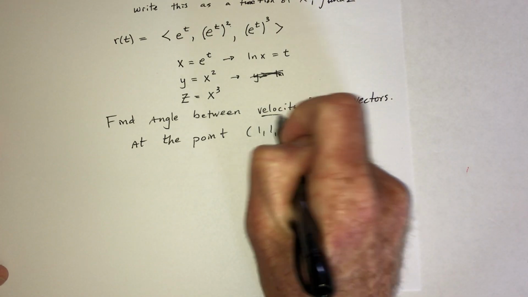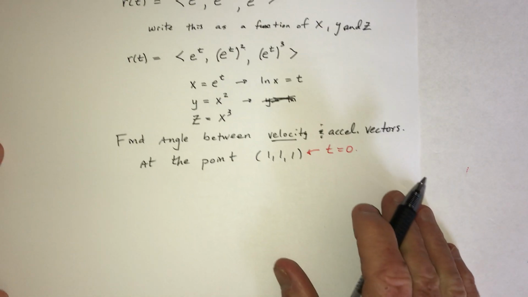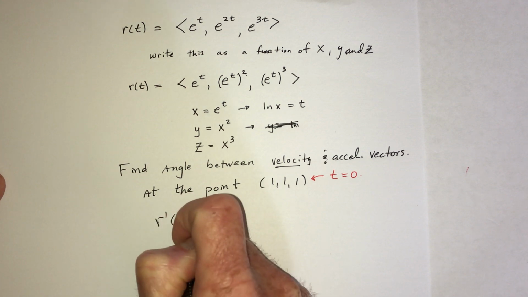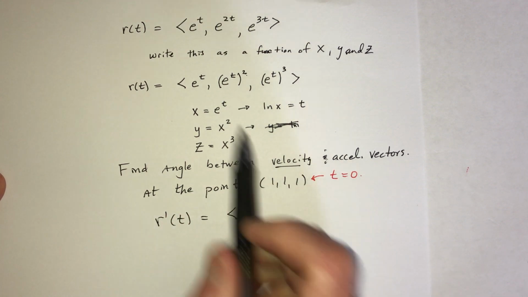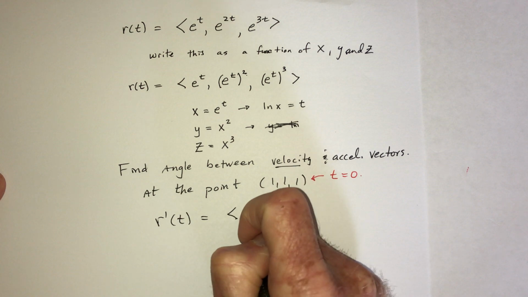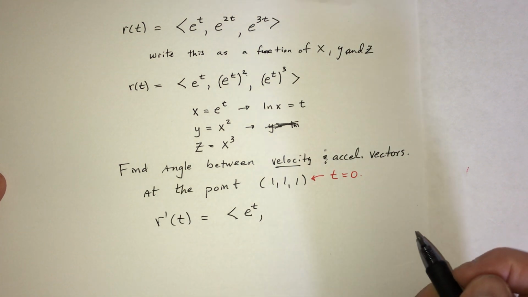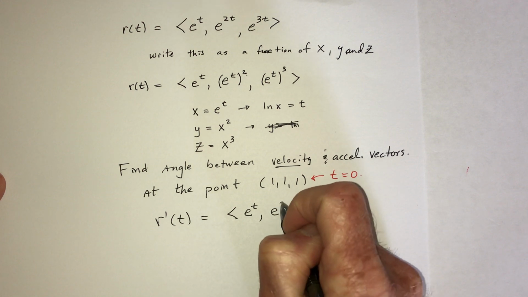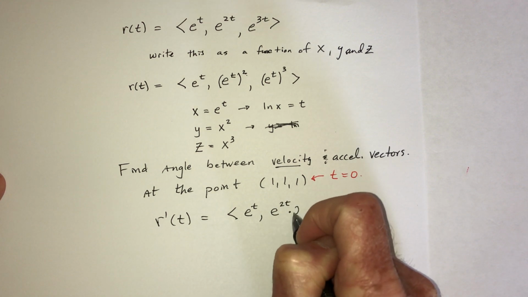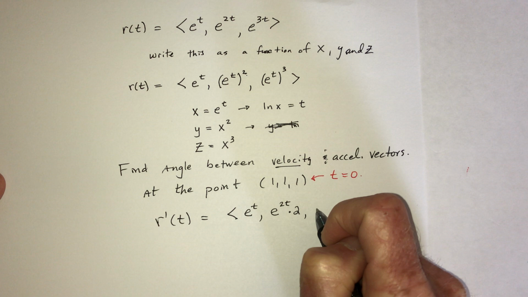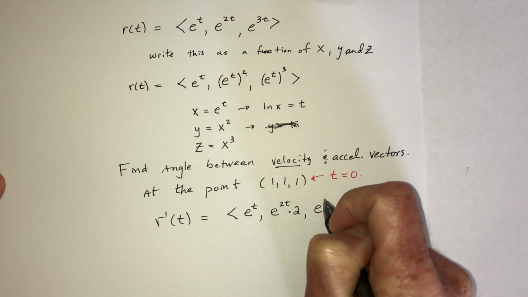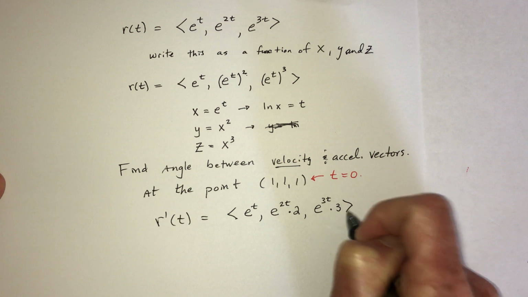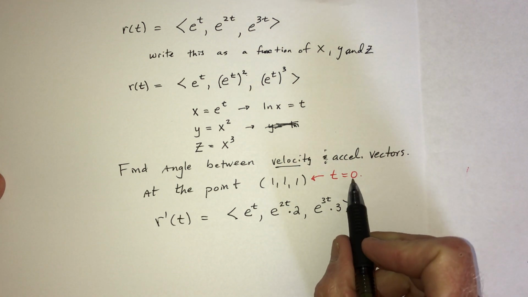All right, so we need the first derivative. So r prime is going to be the derivative of e to the t is e to the t. The derivative of this will be e to the 2t, but then because of the chain rule, times 2. And for the third component, it's going to be e to the 3t, but then because of the chain rule, times 3. And then plug in the 0.